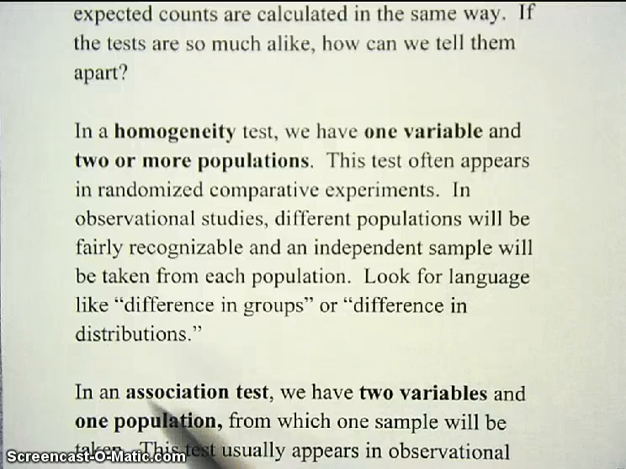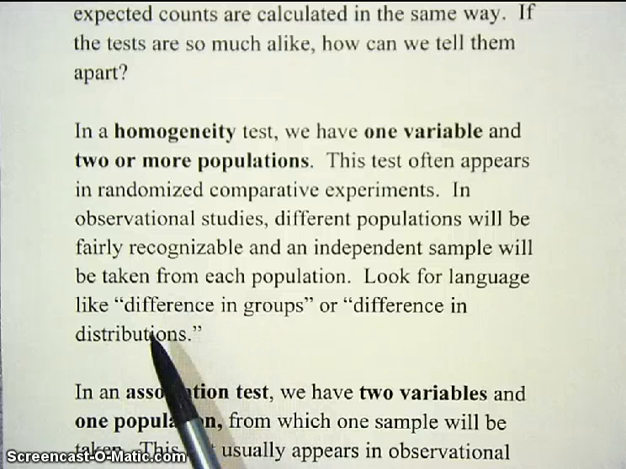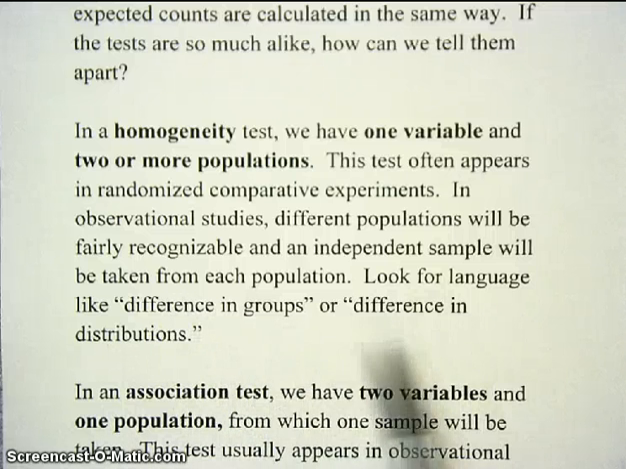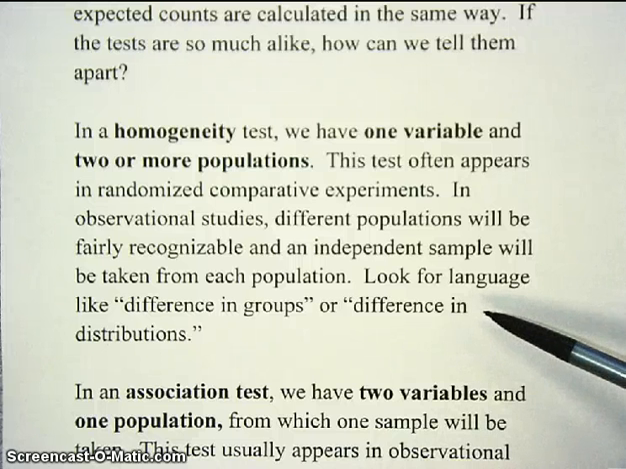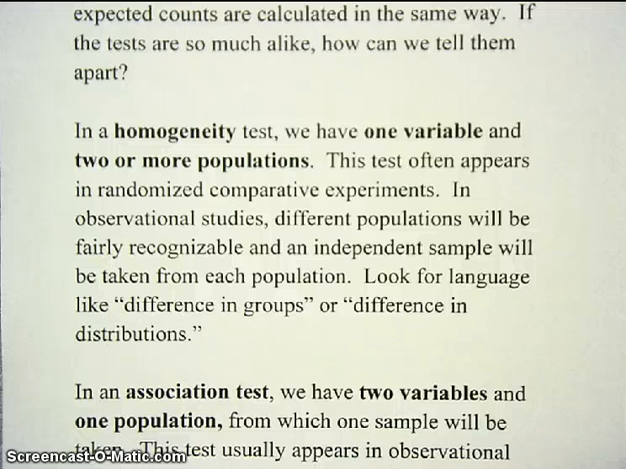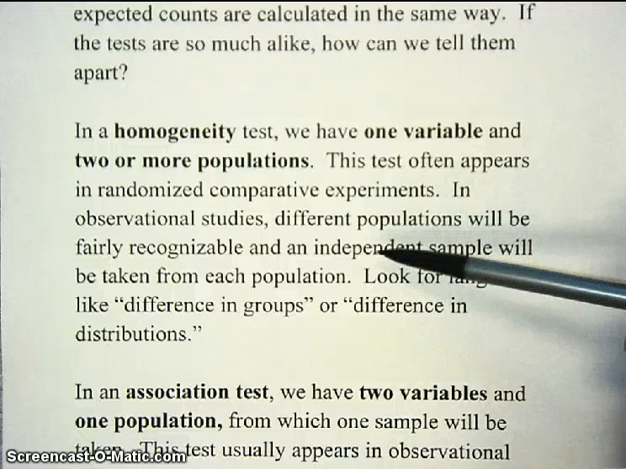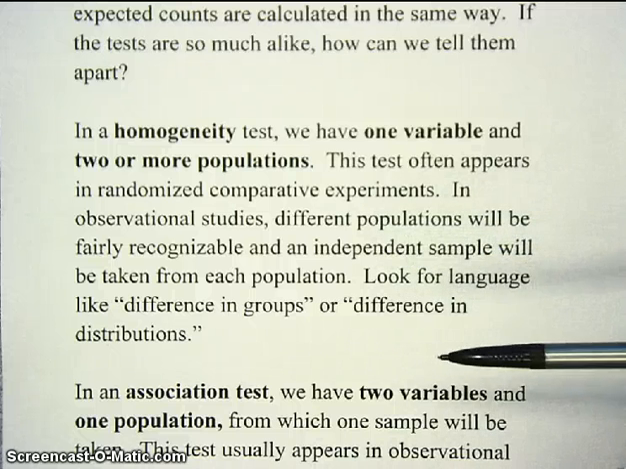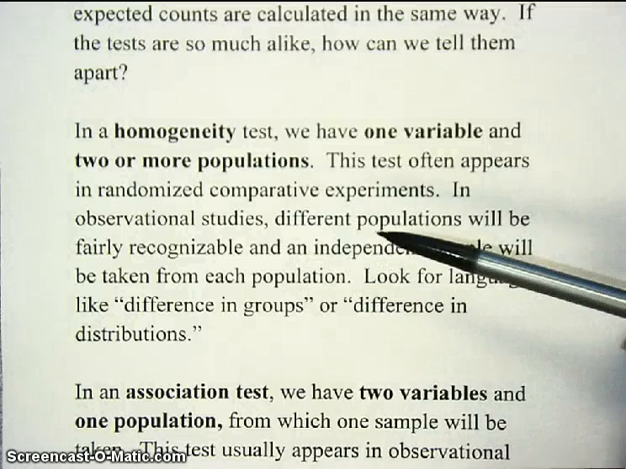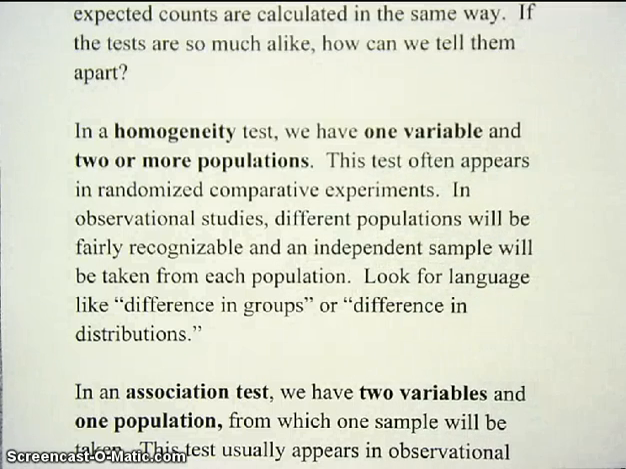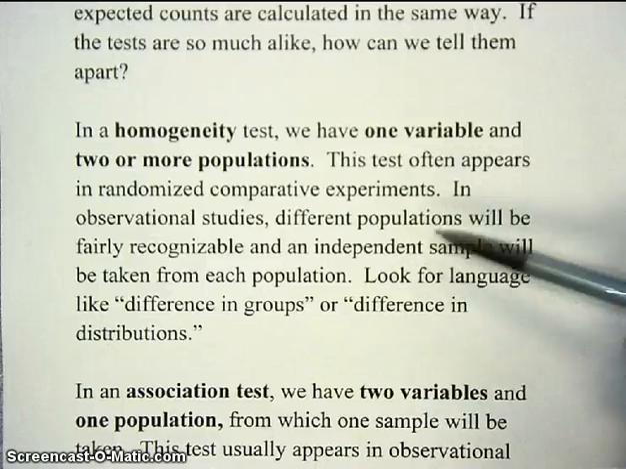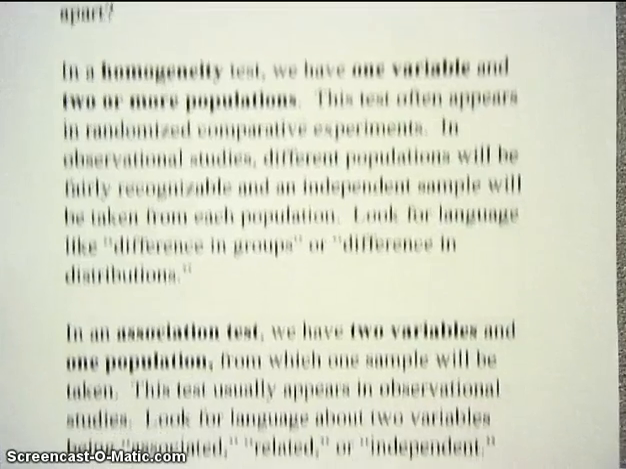In terms of the wording of questions, look for words like this. Is there a difference in groups, or is there a difference in distributions of a variable? Those usually indicate that we're trying to do a homogeneity test. But really what it comes down to is the design under which the data are gathered. Do we have independent samples for each population, or do we have random assignment to treatment groups? That usually is the key factor there.